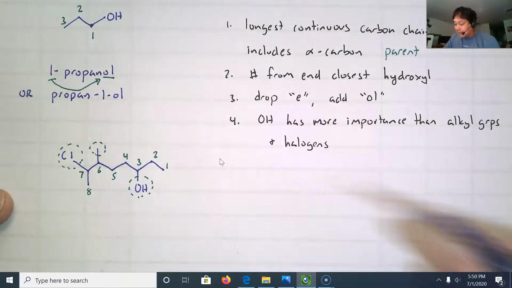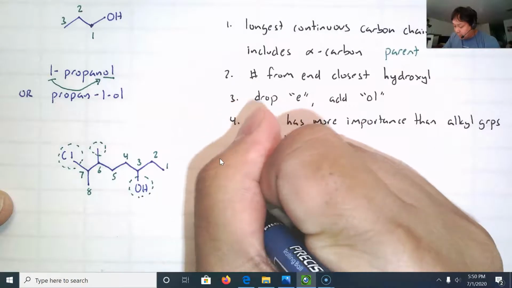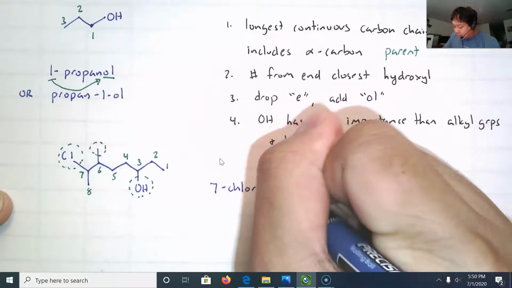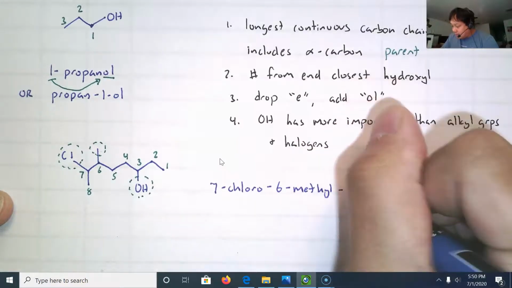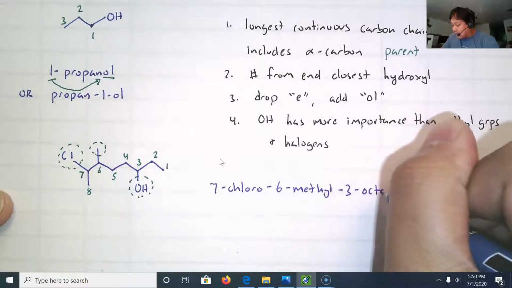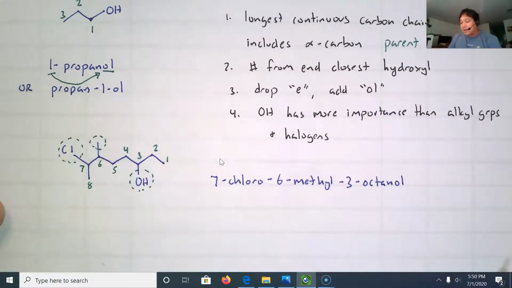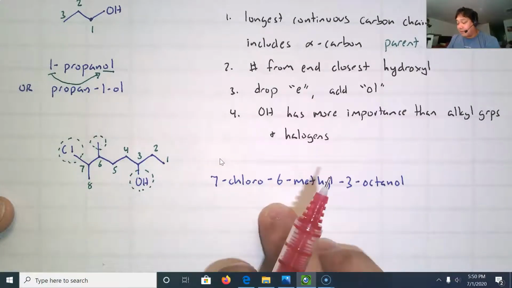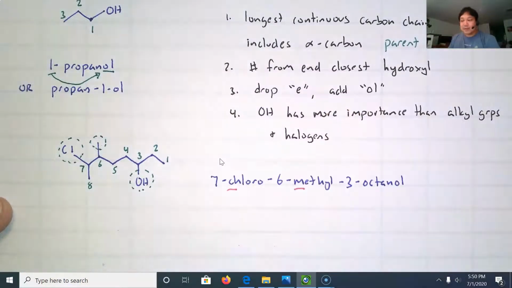And the full name for this is 7-chloro-6-methyl-3-octanol, not octane. Remember, when you have multiple substituents, you're going to order them alphabetically. Chloro comes before methyl.